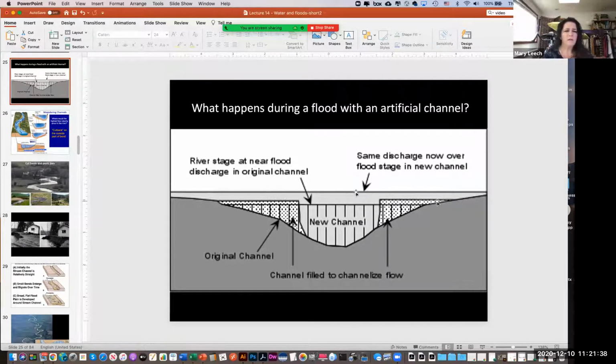This slide is probably not in the right position, but I'll just go ahead and explain what it means. Okay, so stick with me here. The dark gray is the natural stream bed. Water might be flowing on a normal day down here at the bottom of the stream bed, and when it floods, maybe it floods out up to here or something like that.